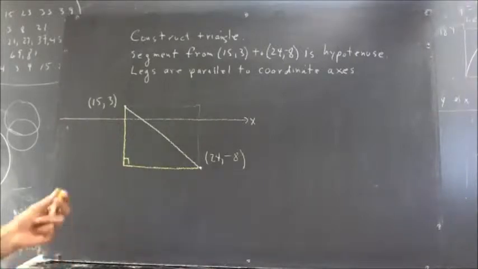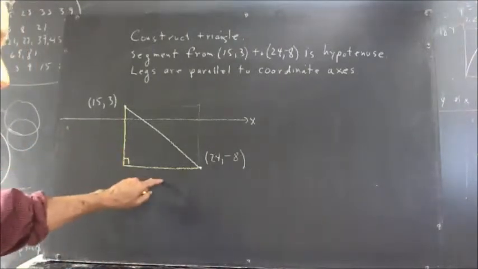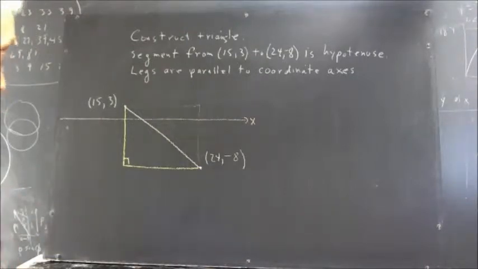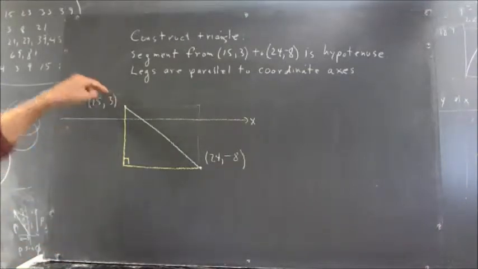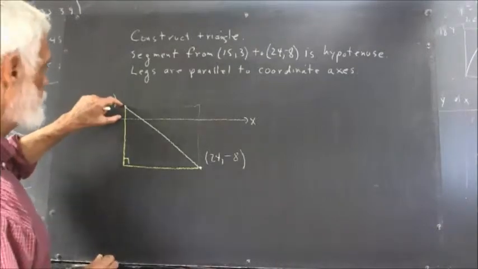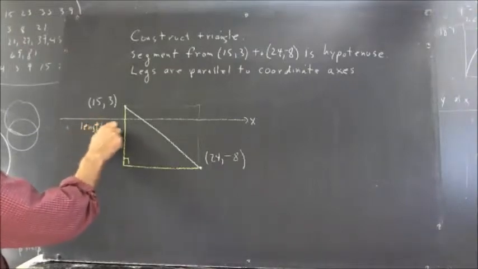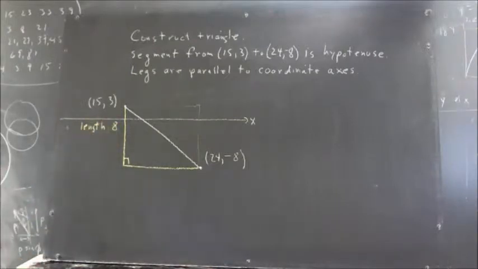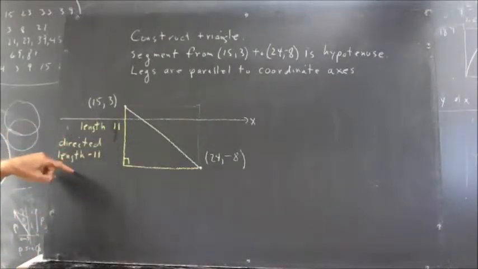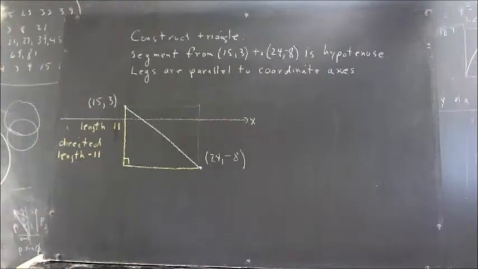Now I want you to label these 2 legs with their lengths. What's the length of this leg? What's the length of this leg? Be sure you think that through before you watch what I'm about to do. Okay. Well, the length of this leg, we go from 3 down to negative 8. You've got 3 units down to the axis, 8 more units here. The length is not 8, it's 11. Let me fix that. The length is 11, and I'll also note that the directed length is negative 11. If we go from this point to this point, we're actually going negative 11 units in the downward direction.